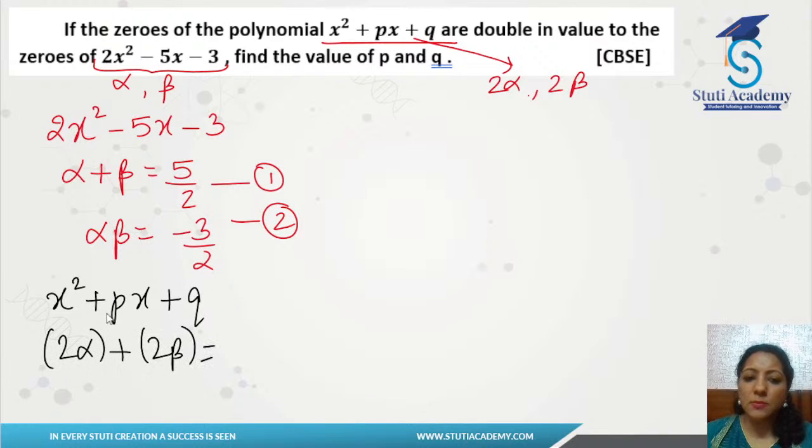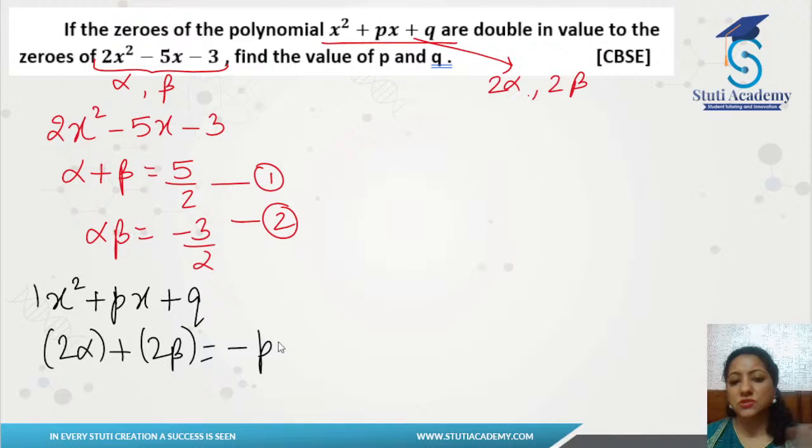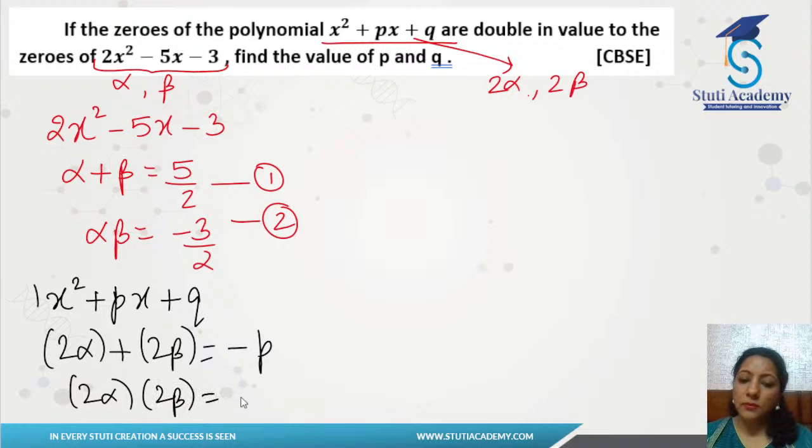Here the sum of the zeros is minus p. It's minus p upon 1 actually. That's minus b by a. I'm just writing it. It has minus p. And the product of the zeros here is c upon a. That's q upon 1. That's q. Now we have to find the values of p and q. So from here, let's take the third equation. This has the third equation and this has the fourth one.